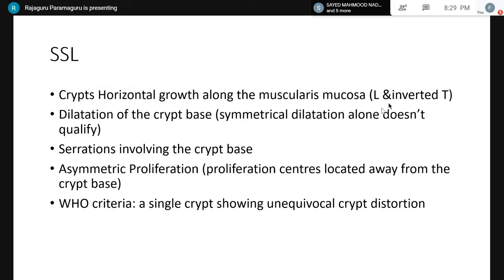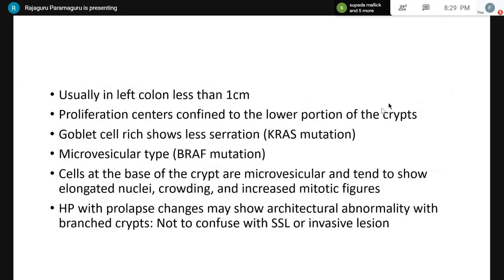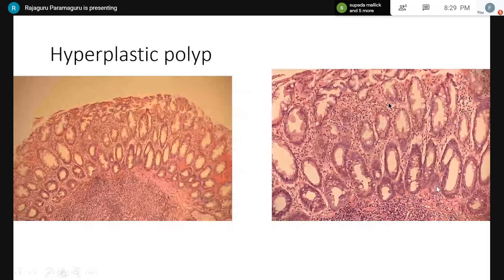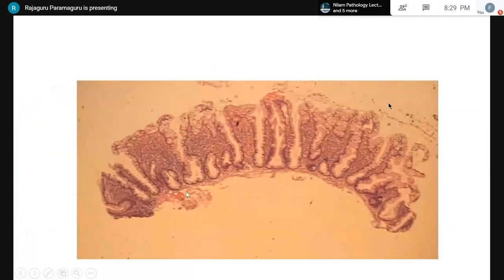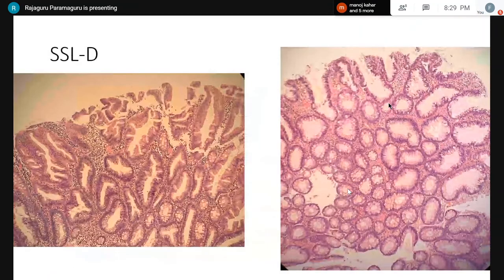The serrations have to reach till the base of the crypt, and there will be asymmetric proliferation. That is, the proliferation centers, which I had shown you over here, which are seen in the base of the crypts, will reach higher up towards the mid and sometimes even the upper areas of the crypts. So this is a low power image showing architectural abnormality with an L-shaped morphology. There is dilatation and serrations even involving the bases of the crypts. So that is a sessile serrated lesion.